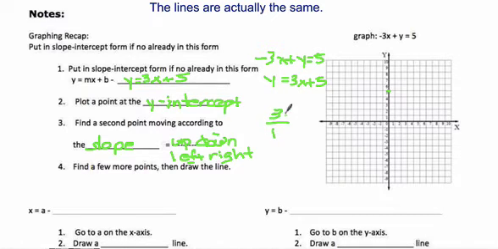And now this is going to tell me how far up or down I'm going to go. Since it's positive, I'm going to go up 3. So 3 up. And then 1, since it's positive, I'm going to go right. So 1, 2, 3, and over 1. It's always nice to plot a few more points, especially when we're trying to see where these intersect, to make sure that we're getting a nice straight line.